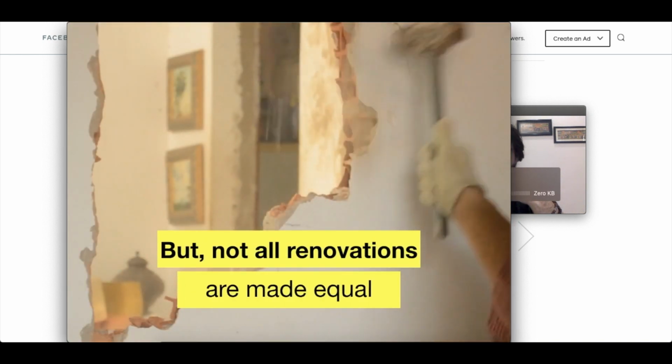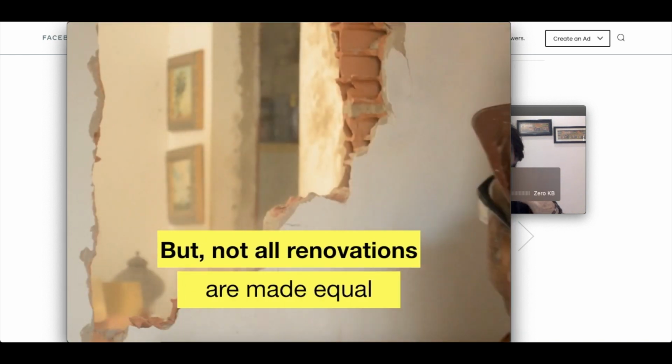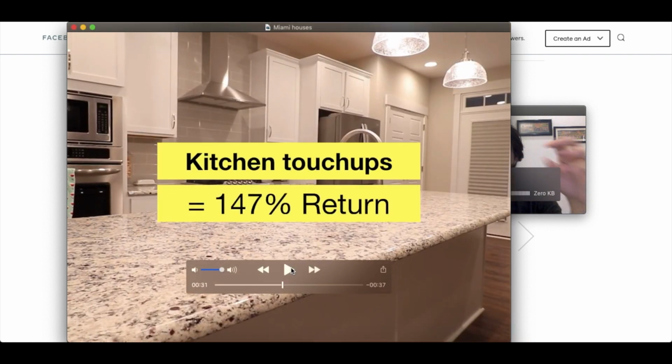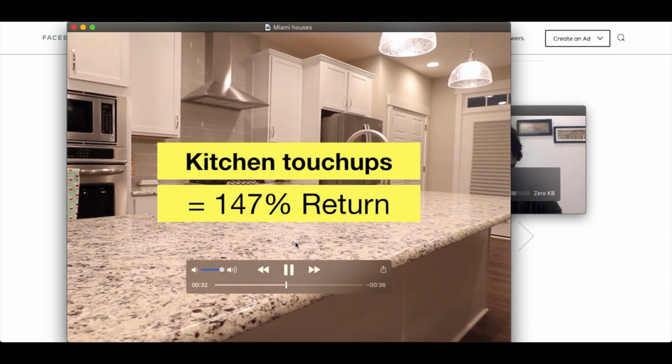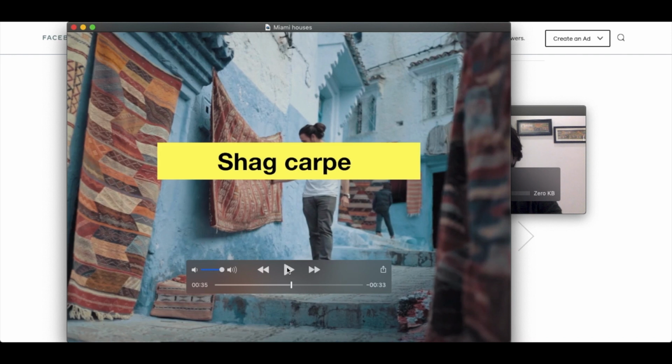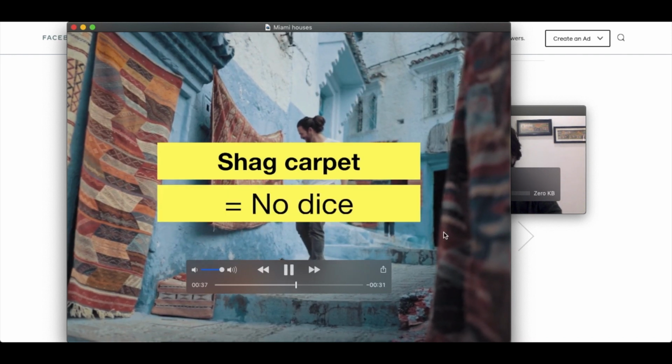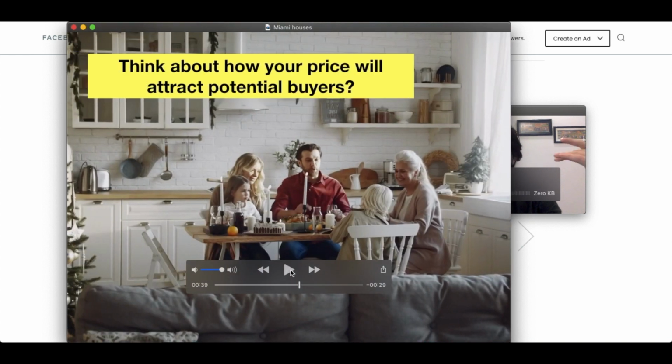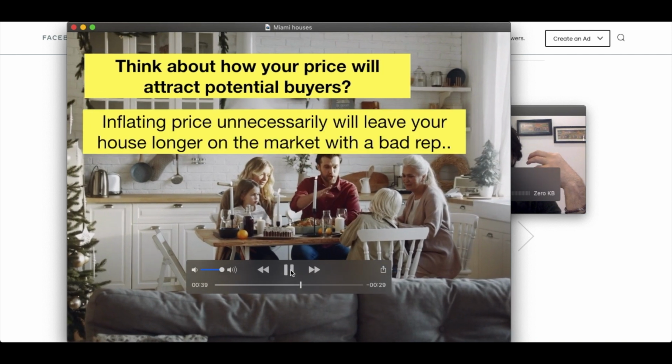Right, so we also have some curiosity going on there, like not all renovations are created equal. For example, kitchen touch-ups yield a 147% return, but if you're just doing cosmetic work on your house, like putting in new carpets and all that, you won't get any return on that. So don't waste money on that. Okay, we are educating them: don't waste money on things that are not going to increase the value of your house. And then we are saying, think about how your price will attract potential buyers.